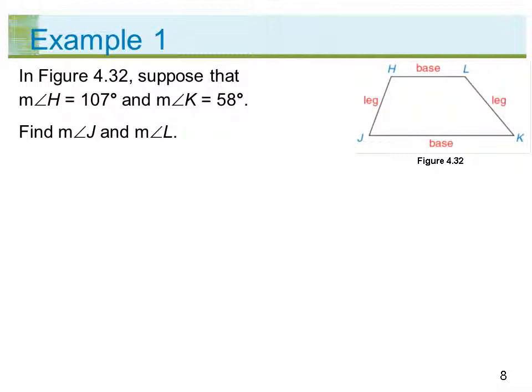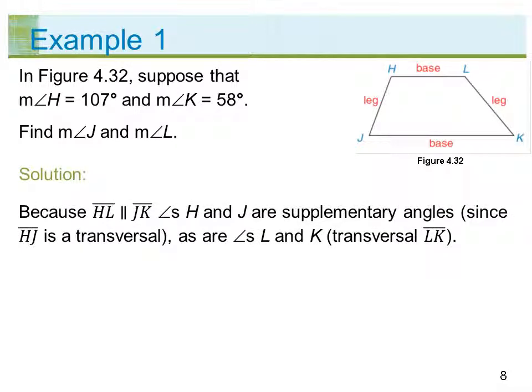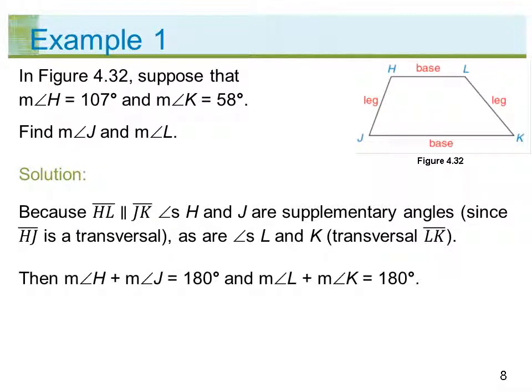In figure 4.32, suppose that the measure of angle H equals 107 degrees and the measure of angle K equals 58 degrees. Find the measure of angle J and the measure of angle L. Solution: because segment HL is parallel to segment JK, angles H and J are supplementary angles, since segment HJ is a transversal, as are angles L and K, transversal segment LK. Then, the measure of angle H plus the measure of angle J equals 180 degrees, and the measure of angle L plus the measure of angle K equals 180 degrees.